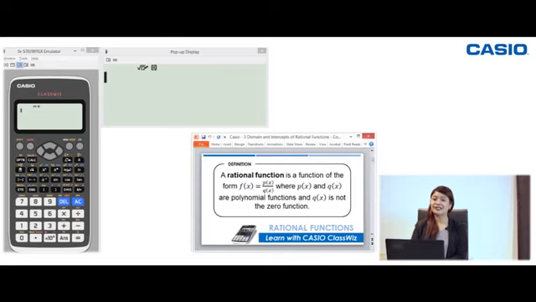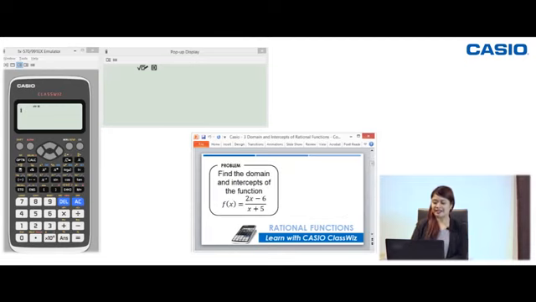of x, where p and q are polynomial functions and q of x is not the zero function. So if we want to find the domain of the function f of x equals 2x minus 6 all over x plus 5, we want to find all the values of x that we can use where this function will be defined. In order to do this, it's easier to just find the values of x where the function is undefined. In this case, we're going to set the denominator to 0 and find the values of x.